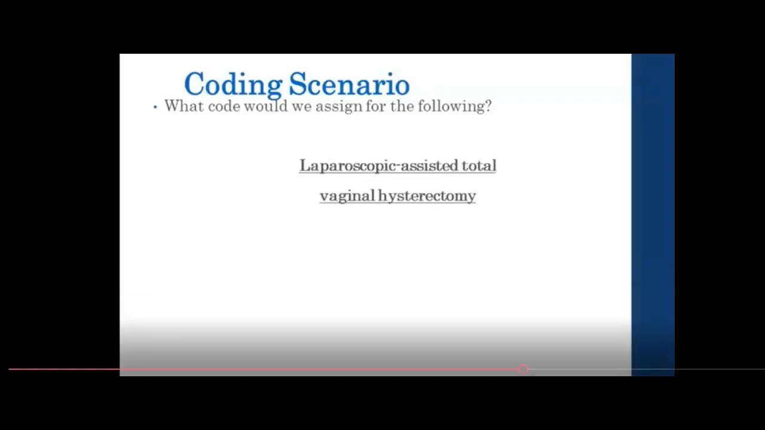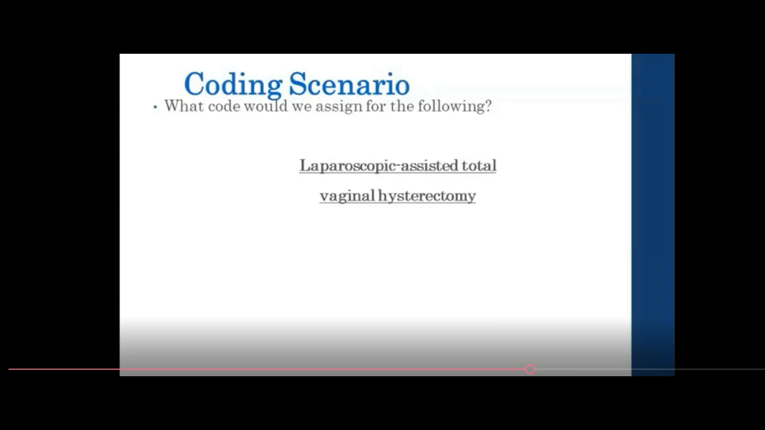The laparoscopic assisted total vaginal hysterectomy. So what would our root operation be here? What are we doing during a total vaginal hysterectomy? Good, it's resection because we're cutting out, a hysterectomy is cutting out the uterus, right? We just don't cut out part and leave part. You take out the whole thing.